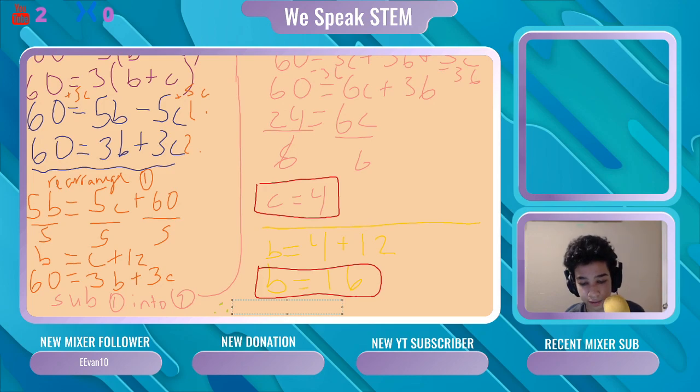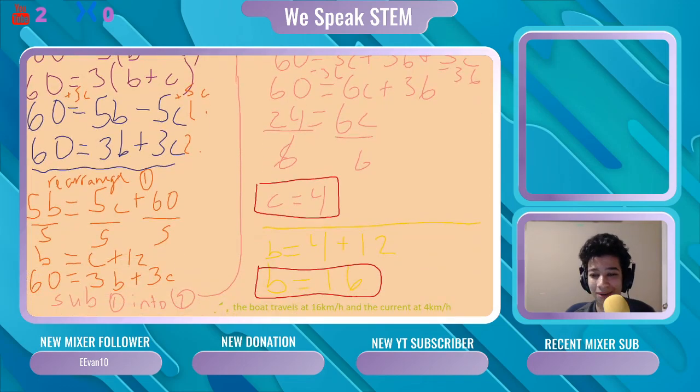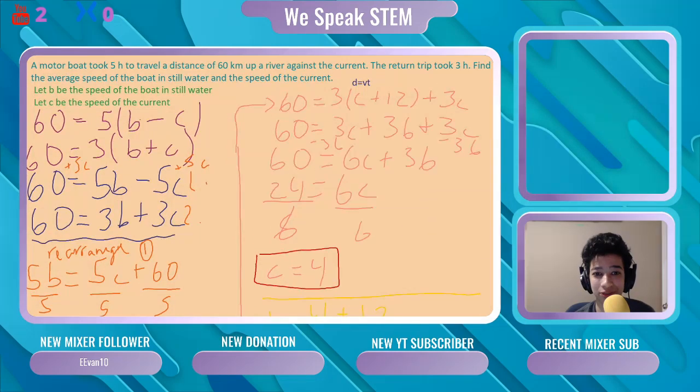Like that. For the boat travels at 16 km an hour, and the current at 4 km an hour. There we go. Okay, that was a pretty long one as well. Hour and 15 minutes. What time is it? 10:30. Okay. Yeah, this is the last one for today.